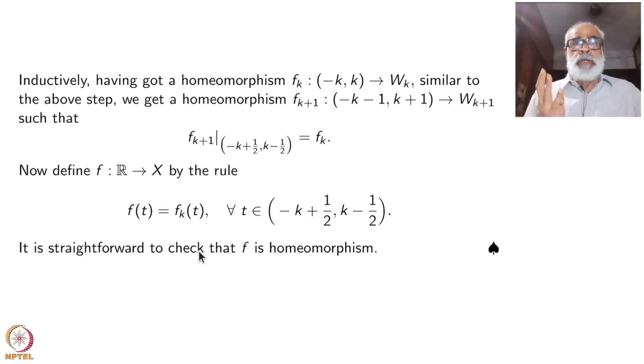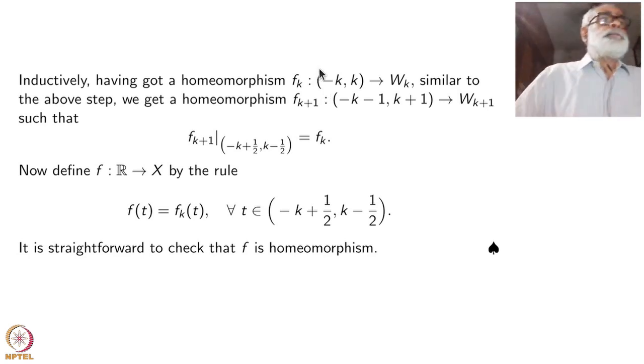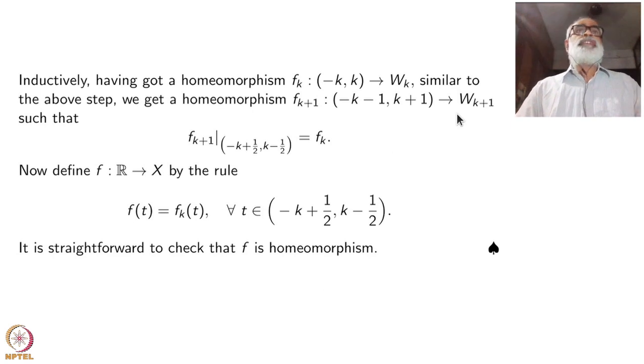It is straightforward to check that F is a homeomorphism. All that you have to do is show it is a continuous bijection and an open mapping directly. To show the open mapping, you can show that any small open interval like minus epsilon to plus epsilon has open image. You don't have to show the whole thing is open. If every small interval has open image, then the whole thing will be an open mapping. I will leave that one to you, but learn this method of how to patch up homeomorphisms. If they are arbitrary homeomorphisms, not agreeing with each other, then you will have a problem. When you have inductive steps like this, it is possible to patch up to get a homeomorphism of the entire thing. Why is it surjective here? Because the union of all W_k is the whole of X.